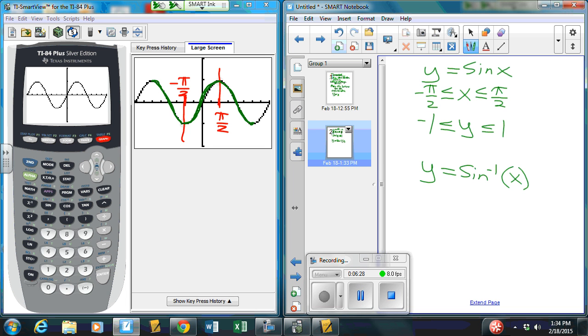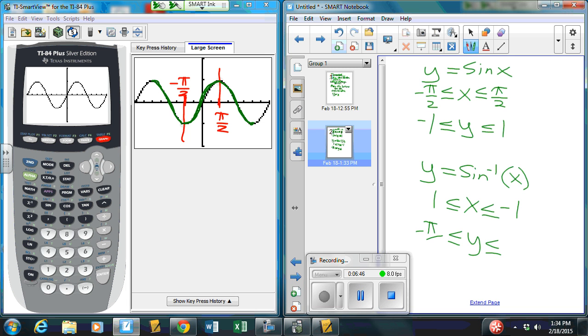So if we take a sine inverse, remember you switch the domain and range. Now x is going to be between 1 and negative 1. And what is y going to be between?